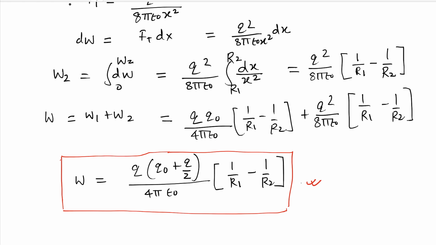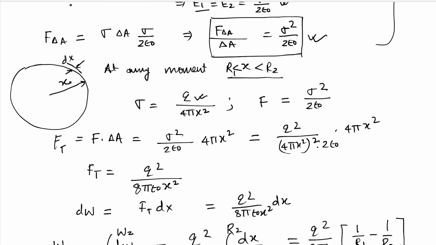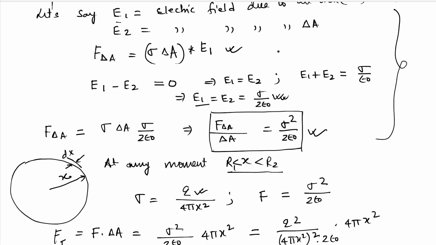A few important things to note here: the electric field due to a shell containing charge q, outside of it, is sigma by 2 epsilon naught.